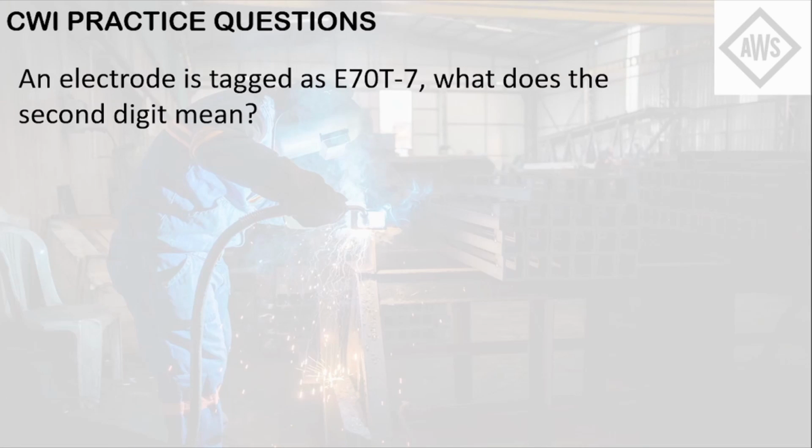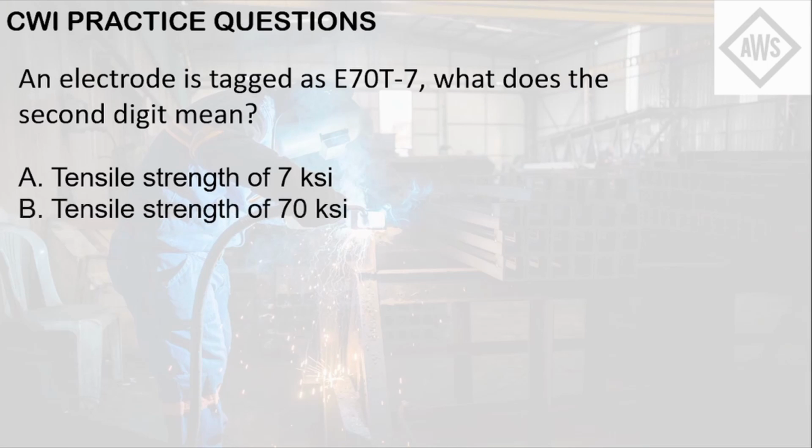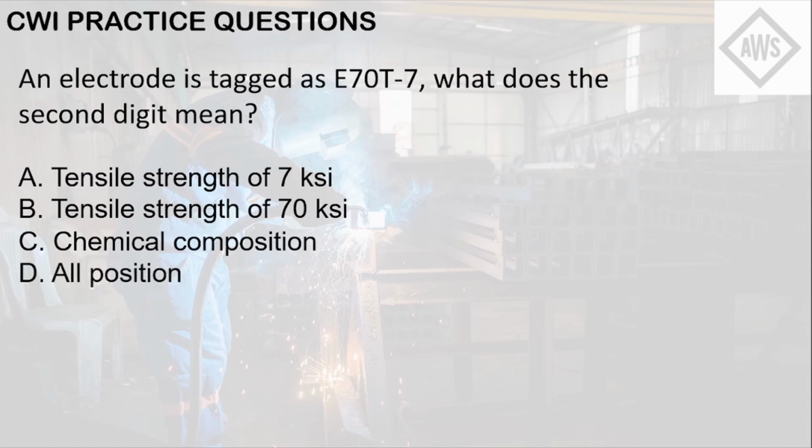For this question, an electrode is tagged as E70T-7. What does the second digit mean? Letter A, tensile strength of 7 KSI. Letter B, tensile strength of 70 KSI. Letter C, chemical composition. Letter D, all position. Here, the number 7 denotes a tensile strength of 70 KSI, not 7 KSI, because the 0 refers to the position for this electrode. So the answer here is letter B.